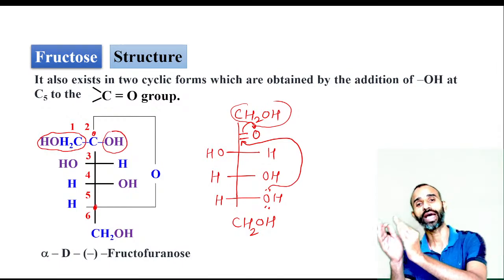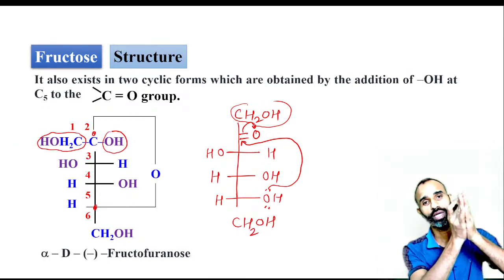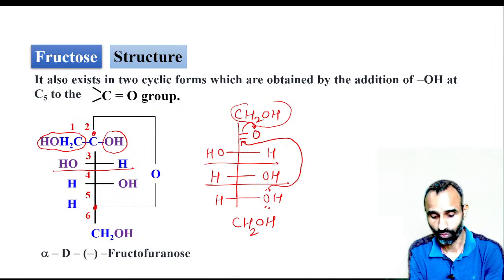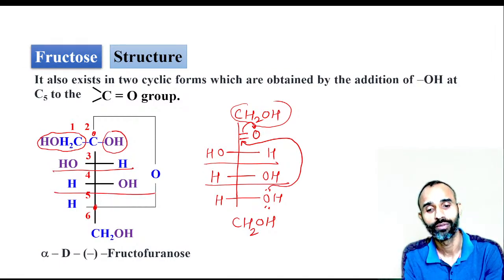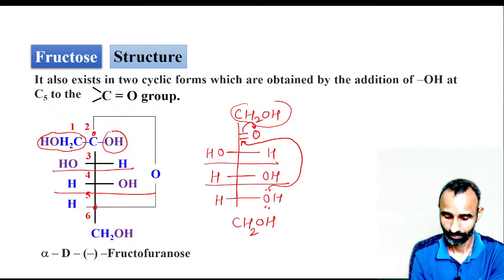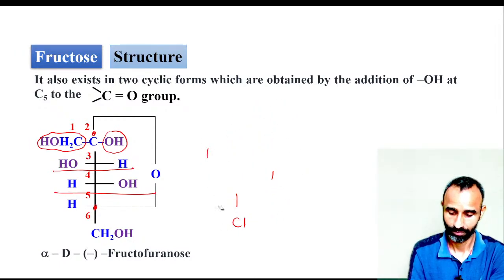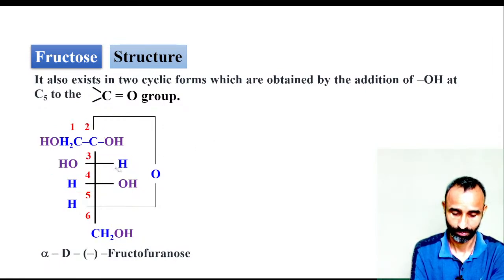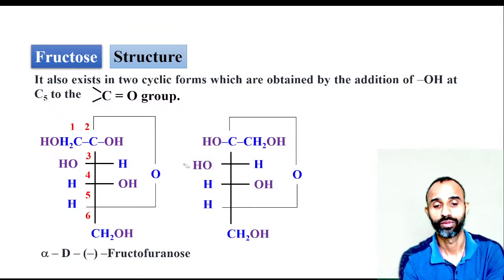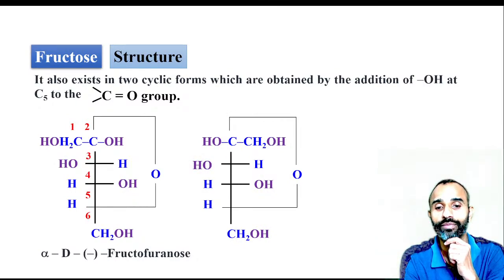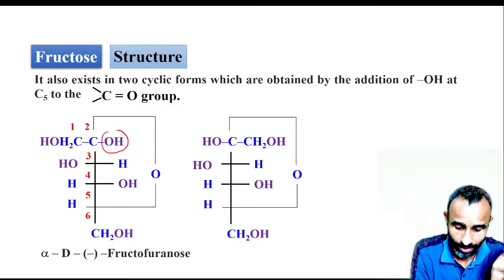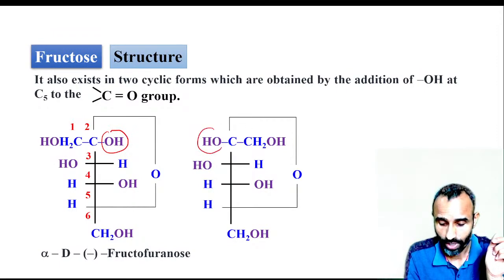See, CH2OH on one side, OH on the other side. If this OH is on the right, it is called alpha. If this OH is on the left, that is called beta. See, third carbon it is OH H, fourth carbon it is H OH. There is a difference at the second carbon. Got it? OH on the right, then alpha; OH on the left, beta.